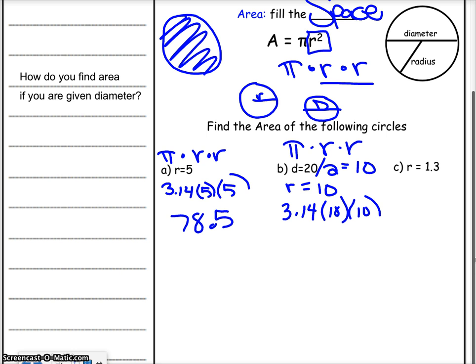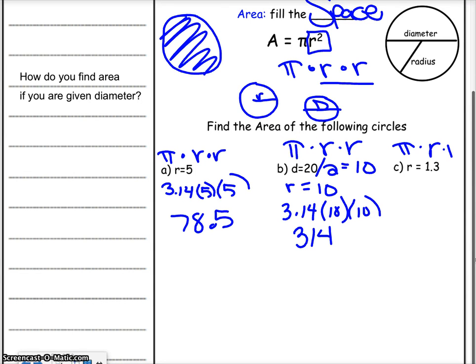A lot of kids are going to write 20 here. Do you think a lot of kids do that? Yeah. They do it, but don't. Don't be one of them. 3.14 times 10 times 10 is 314. You just moved the decimal. Interesting. Okay, next one, radius of 1.3.